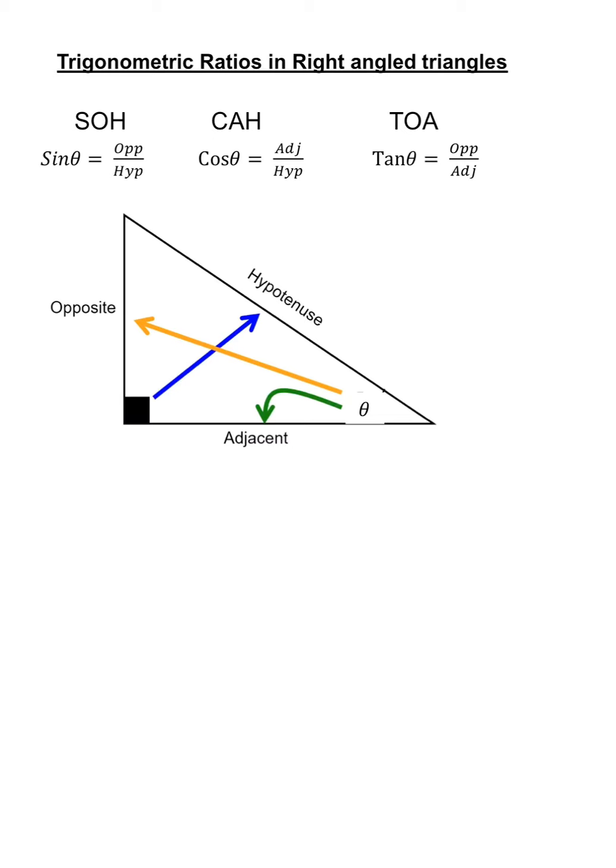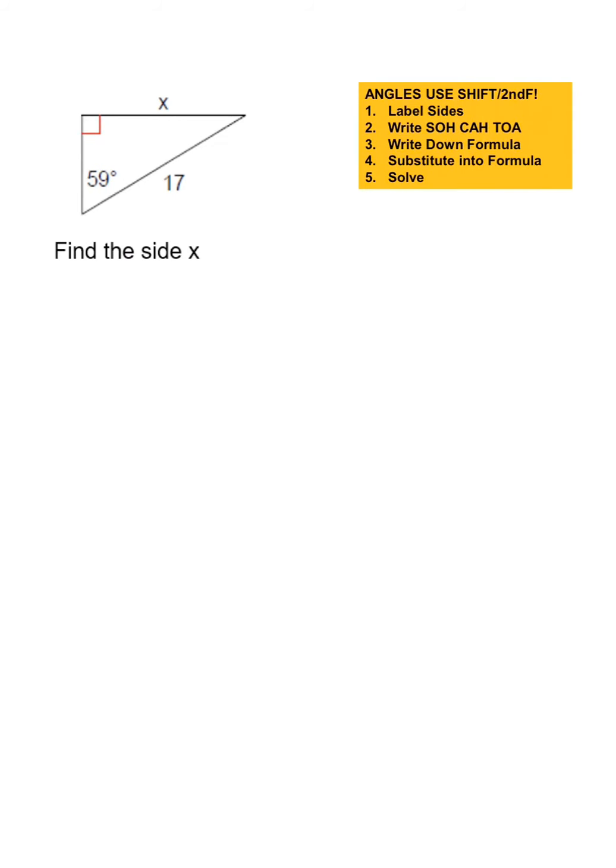So let's have a look at an example of this. In this question here, we have a right-angled triangle and we need to find x. First of all, let's go through the method. The method is the exact same as when we were finding out what angles are, except now we're not going to be using the inverse of sine, cos, or tan, so we're not going to be pressing shift or the second function buttons. So first of all, let's label our sides.